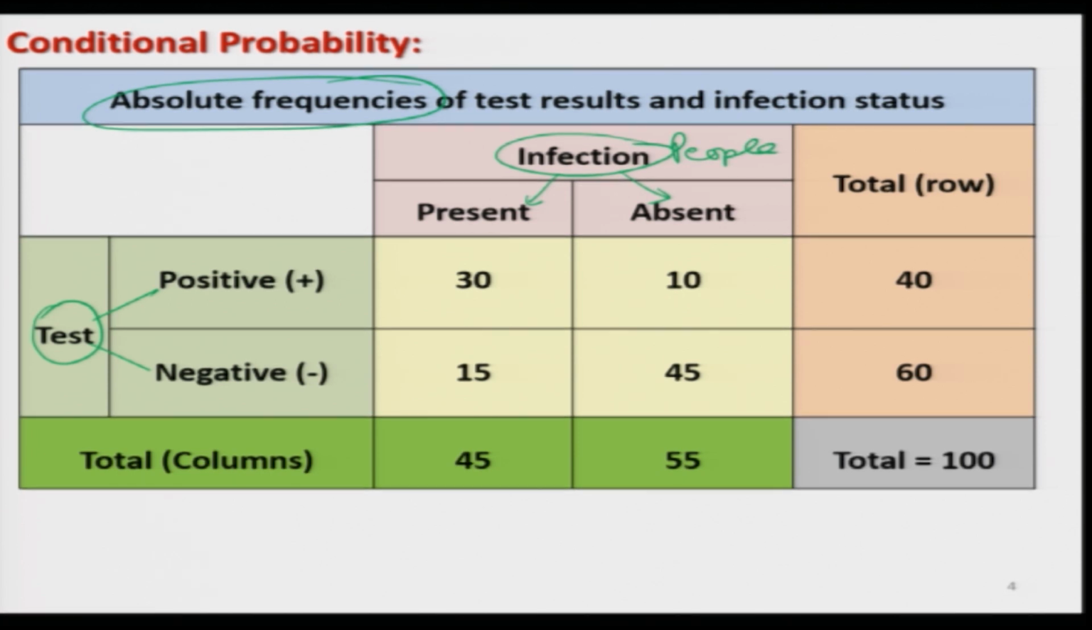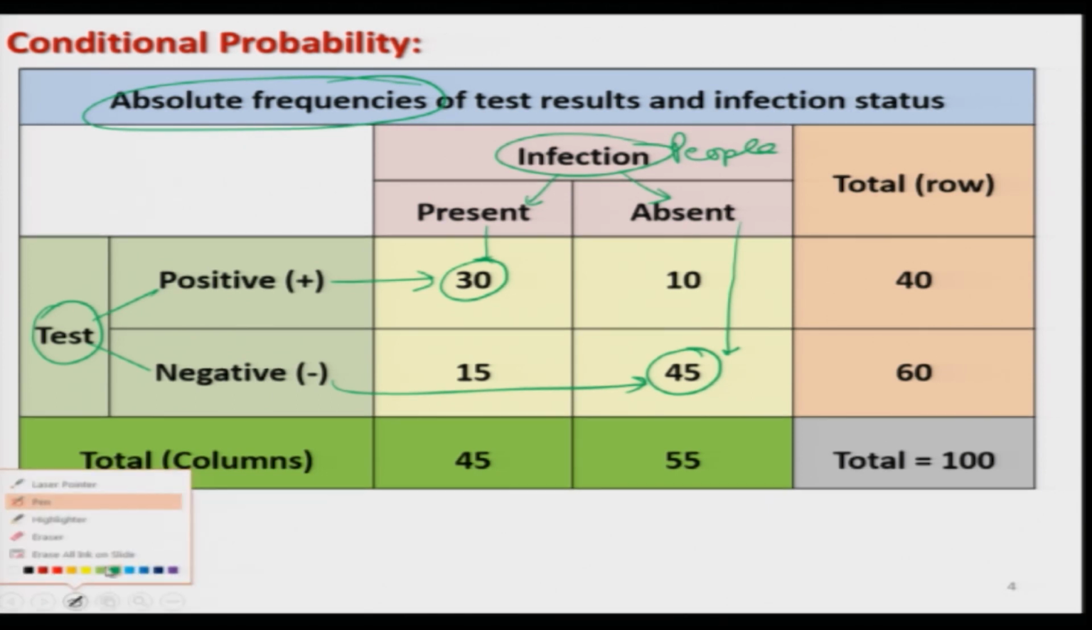So now, this blood test is given to 100 people, and out of 30 people the infection is really present and the test is saying positive. That means the test is correctly diagnosing the infection. And similarly, there are 45 people in which the infection is really absent and this test is also giving the negative result. That means the infection is absent and the test is also saying negative. So, that means the test is good.